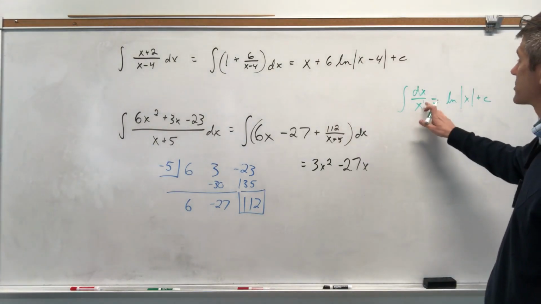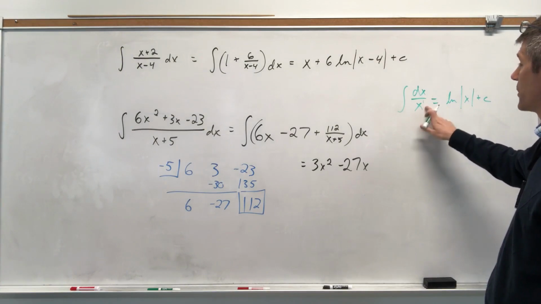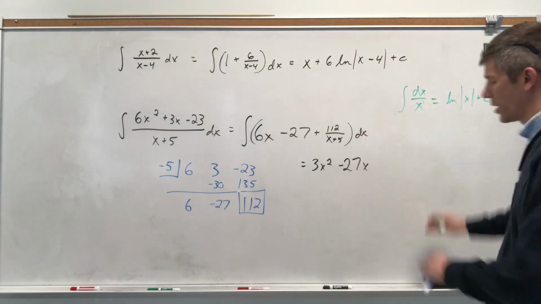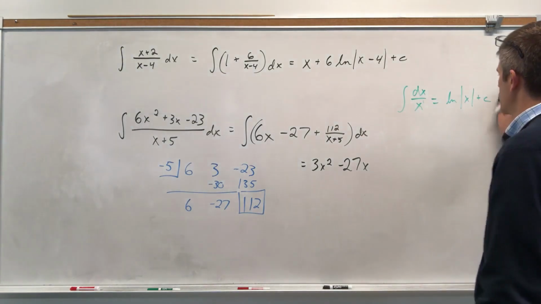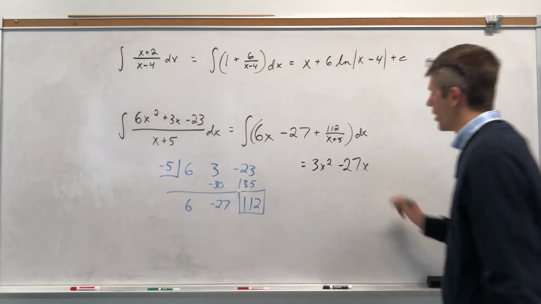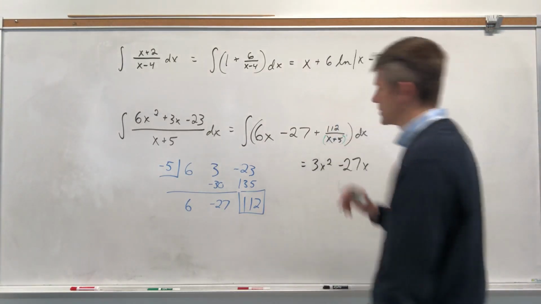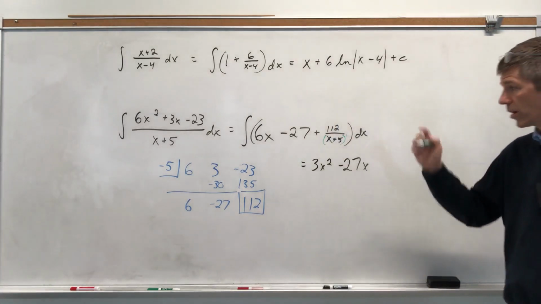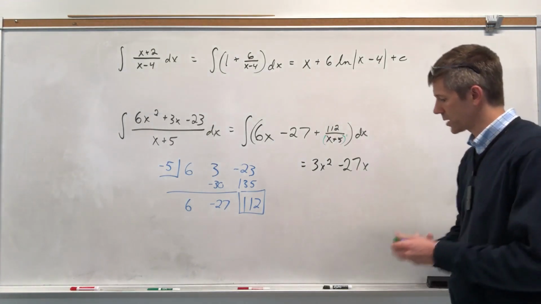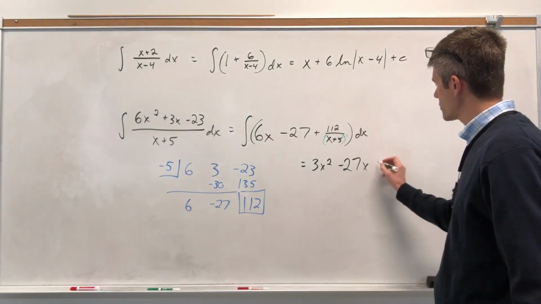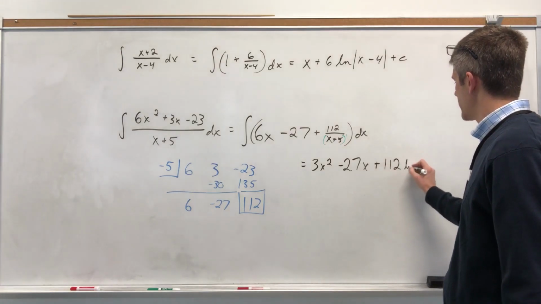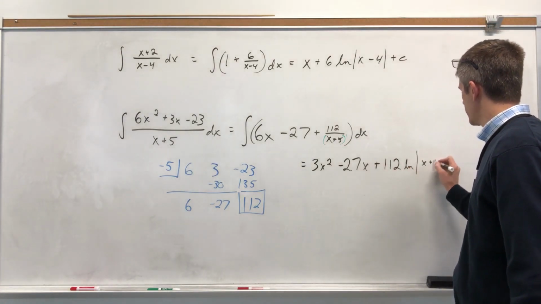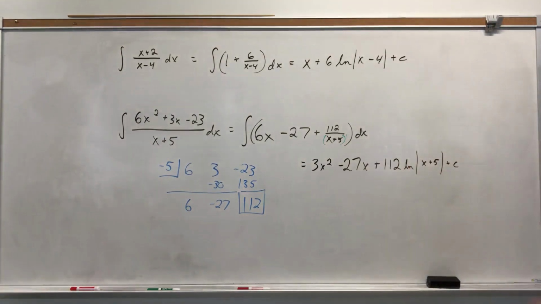Because we have something to the first power in the denominator, the integral is a natural log. Big long list of reasons why, but a good rule to memorize. All of this in the denominator is to the first power, and therefore we will use, well, a natural log. So 112 natural log of x plus 5, and then plus c. And there we go.